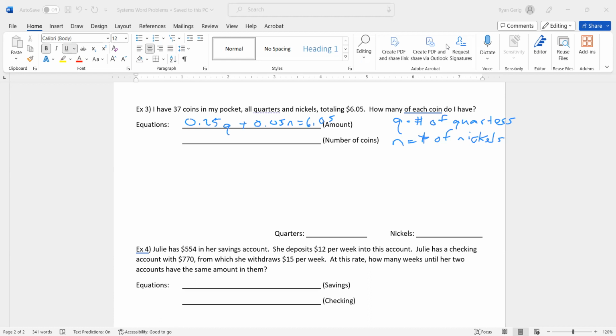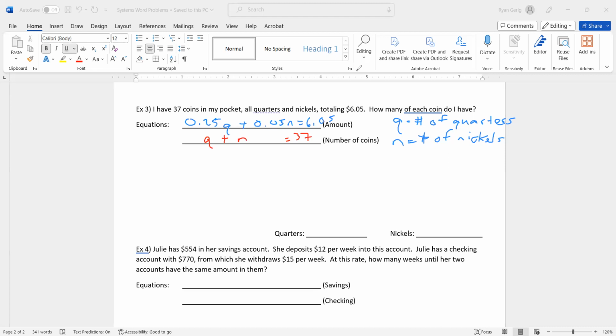Second equation is looking at just the number of coins. So we know that there's 37 coins total. There could be 20 quarters and 17 nickels. There could be 30 quarters and 7 nickels. We don't know the combination though. But the number of quarters, which is Q, plus the number of nickels, which is N, adds up to 37.